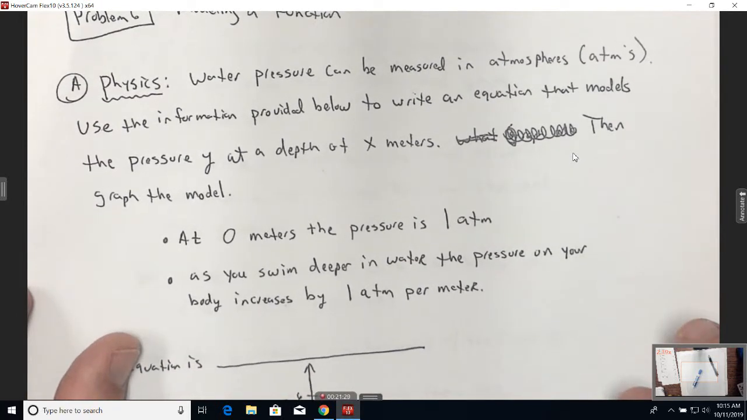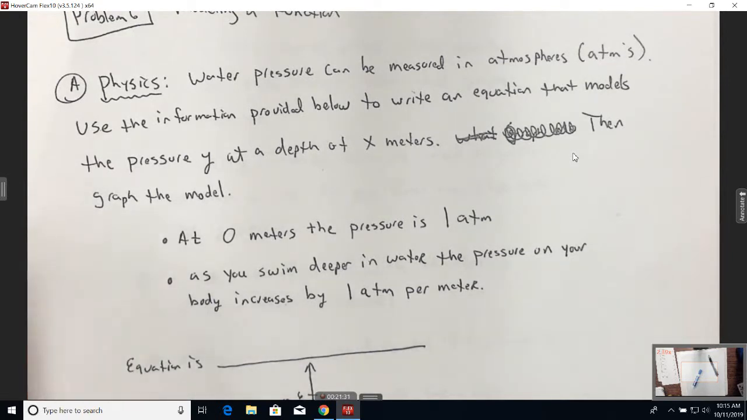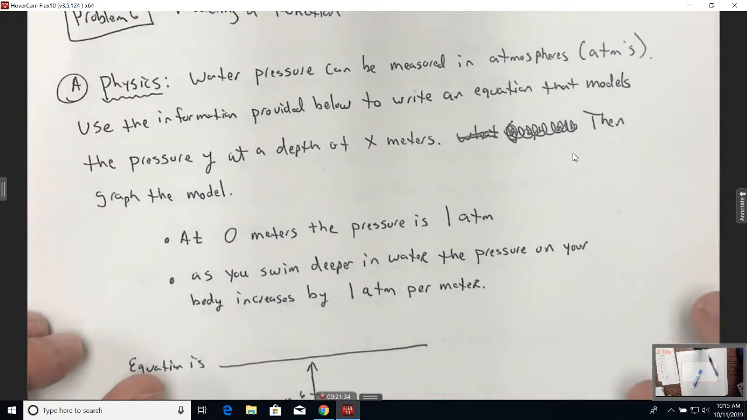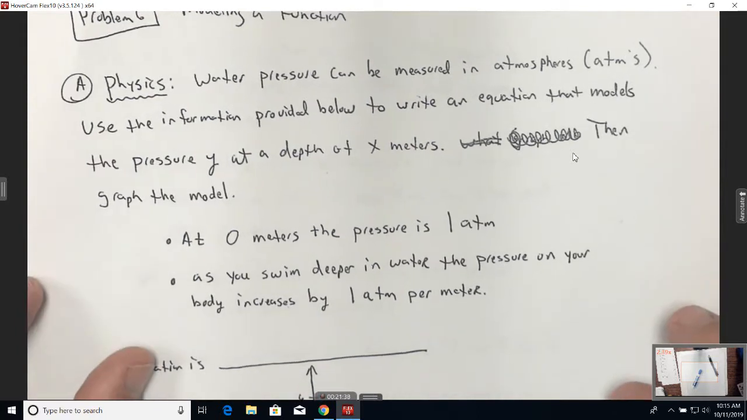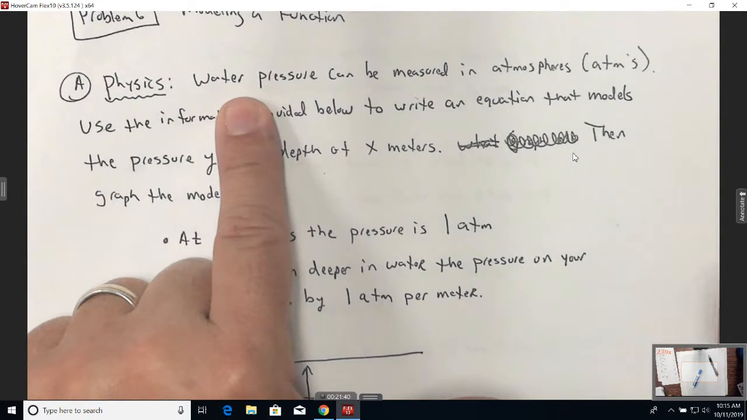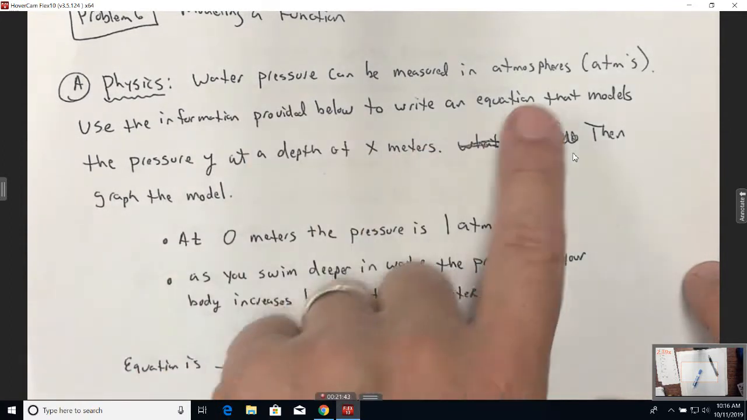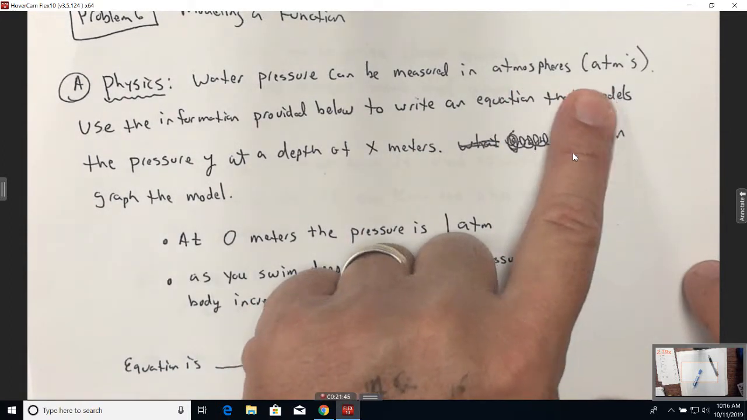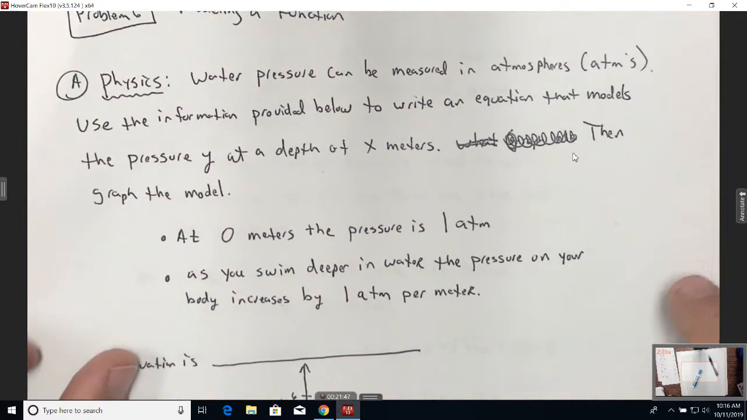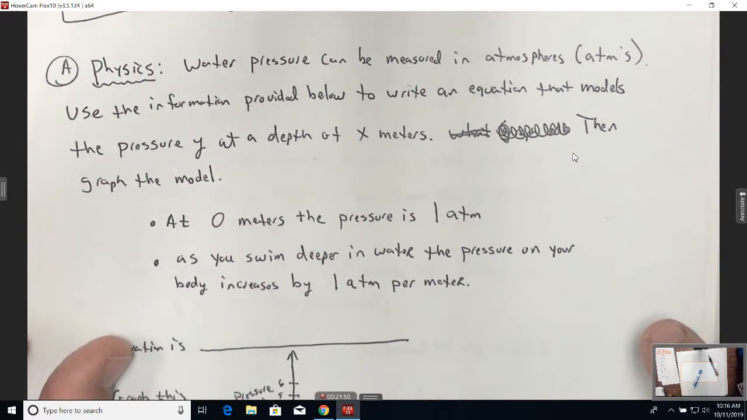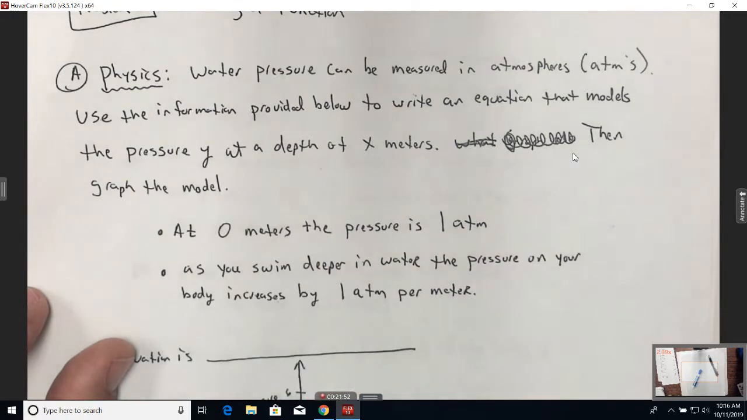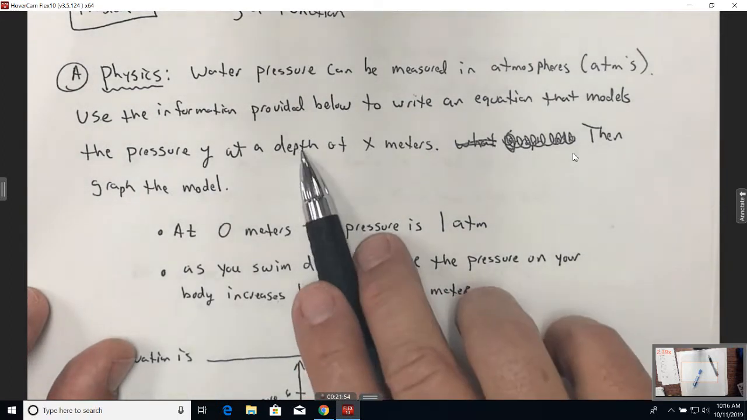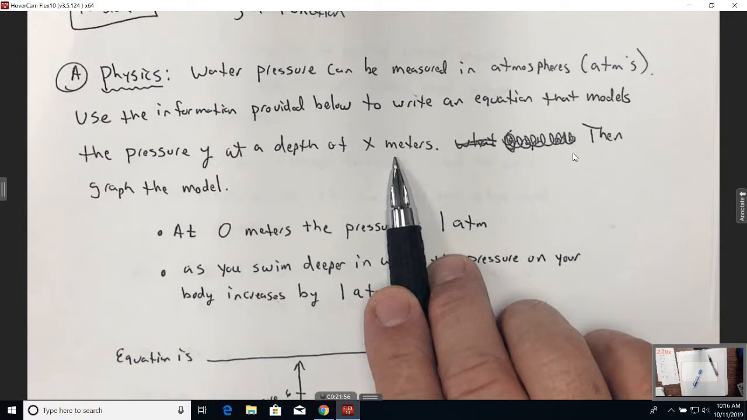So right now, typically when we're sitting here at ground level of 0, we have 1 atm of pressure on our body. It's just a unit of measurement dealing with the pressure on your body. So here's the question. Water pressure can be measured in atmospheres, which are called ATMs. Use the information provided below to write an equation that models the pressure Y at a depth of X meters. So whenever I go down so many meters, I have more pressure put on my body.